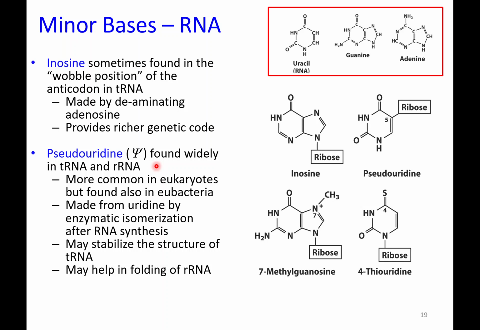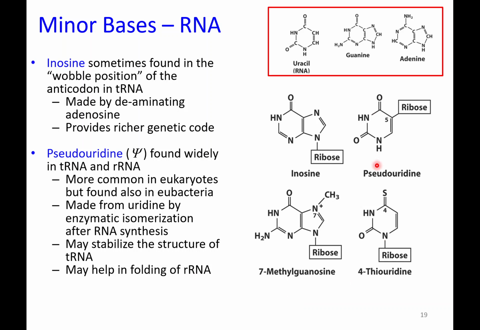The other minor base that we'll talk about is pseudouridine, and that sometimes is abbreviated with the Greek letter psi. This is found in tRNA and ribosomal RNA.